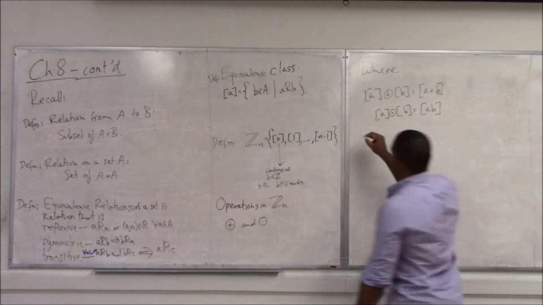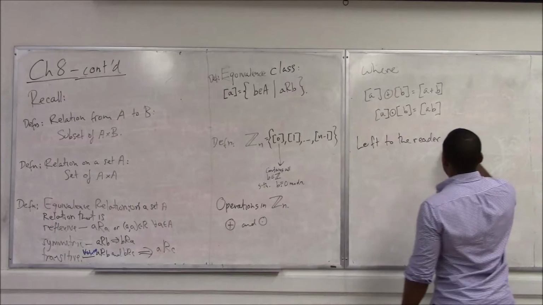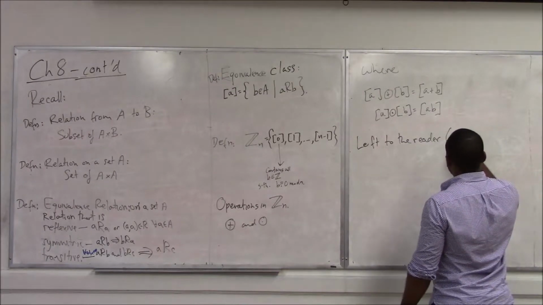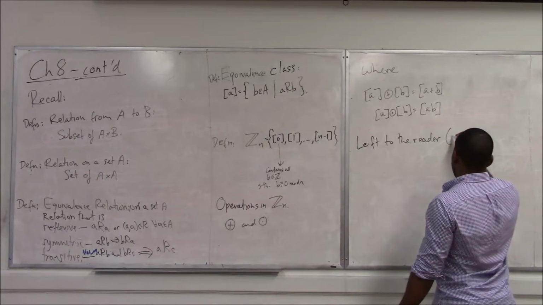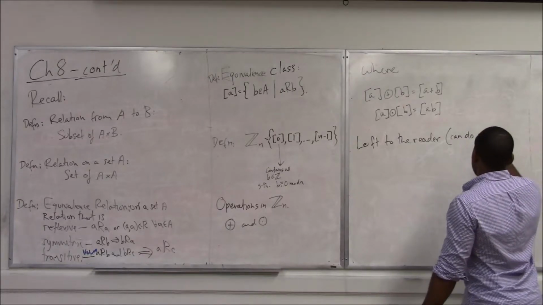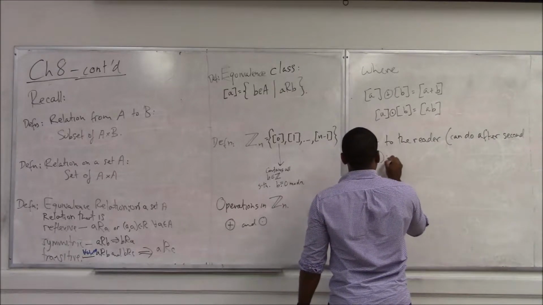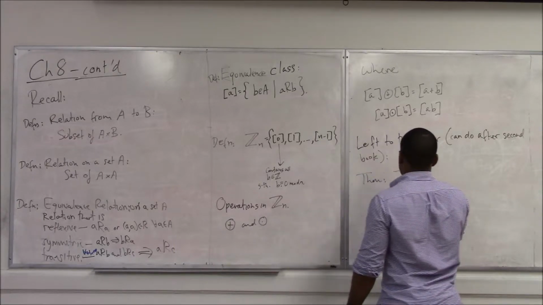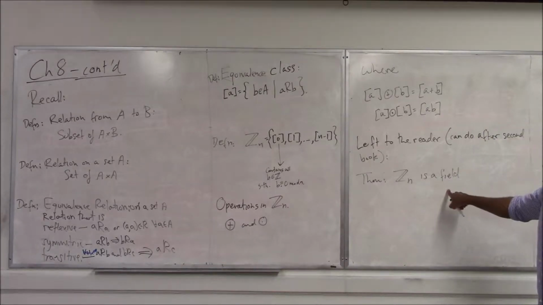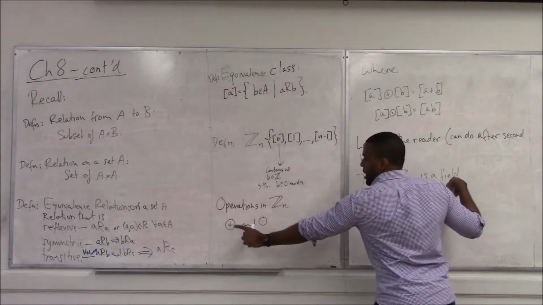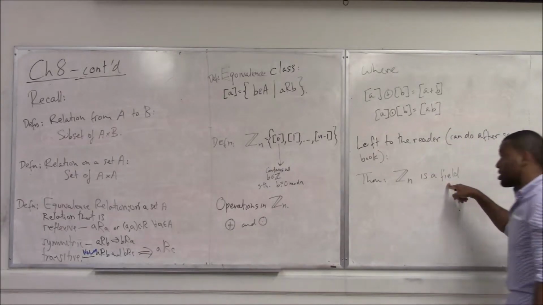It turns out, and I'll mention here, you can attempt it now if you look up the definitions of a field, but you can do it after we go through the second book. It turns out that Z mod n is a field. Basically, the short of it is, it's a set with two operations like addition and multiplication that behaves just like the real numbers. It will have all the properties that you're familiar with in the real numbers. We call such a set a field.